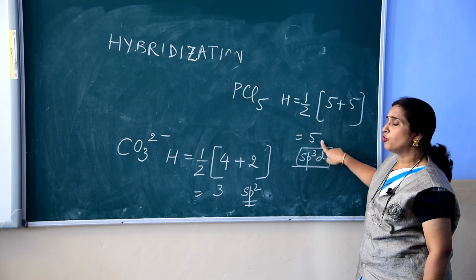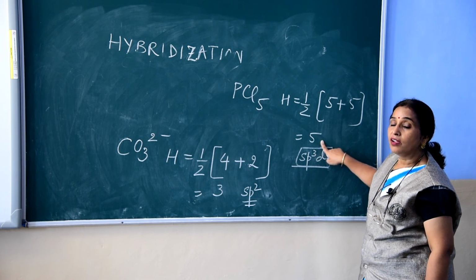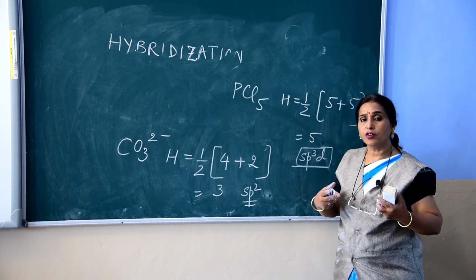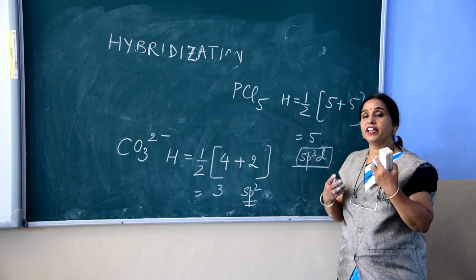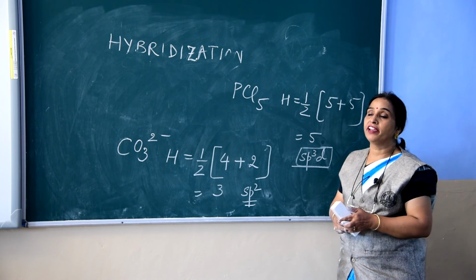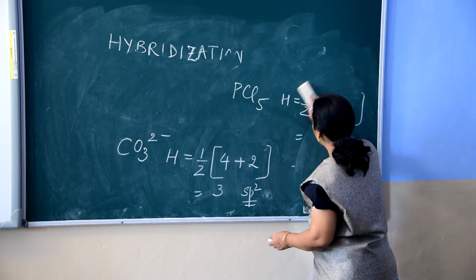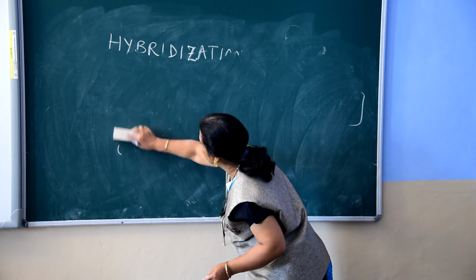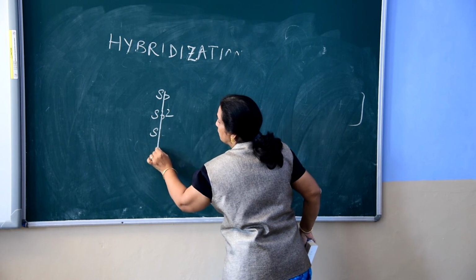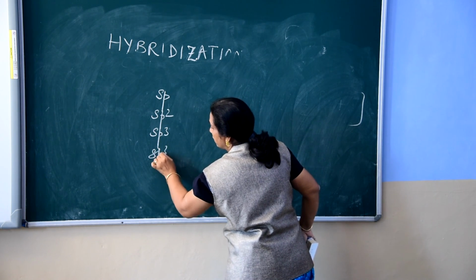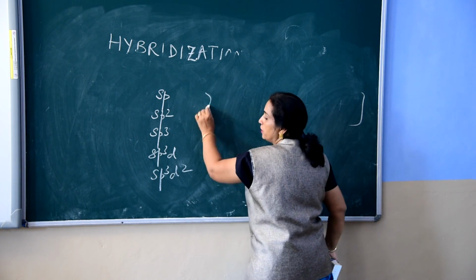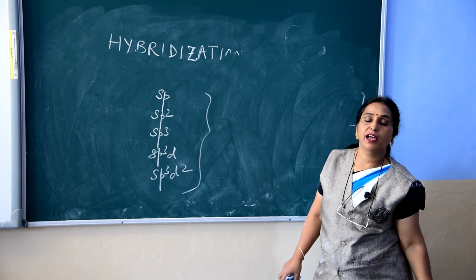So, we conclude by saying that hybridization is the intermixing of atomic orbitals having similar or almost similar energies between s, p and also the d orbitals. So, on mixing we can get different types of hybridization. The different types of hybridization can be listed as sp, sp2, sp3, sp3d, sp3d2 or d2sp3, the most common of all these hybridizations.